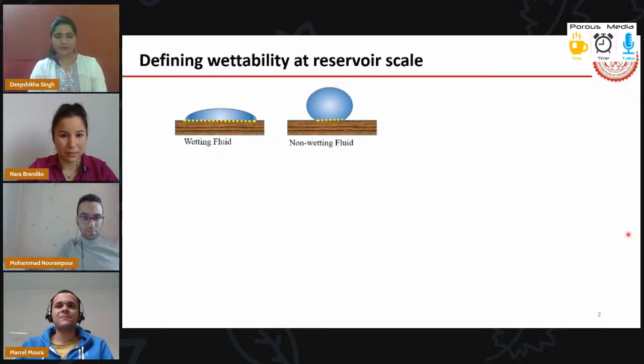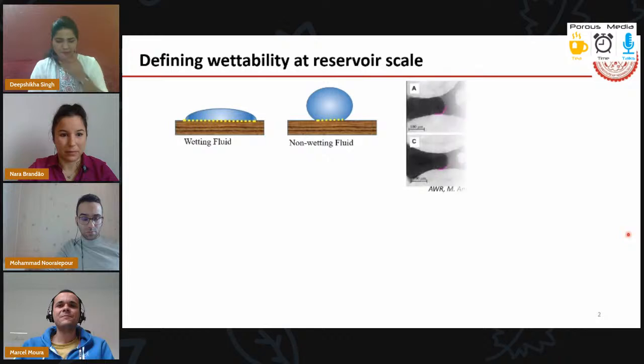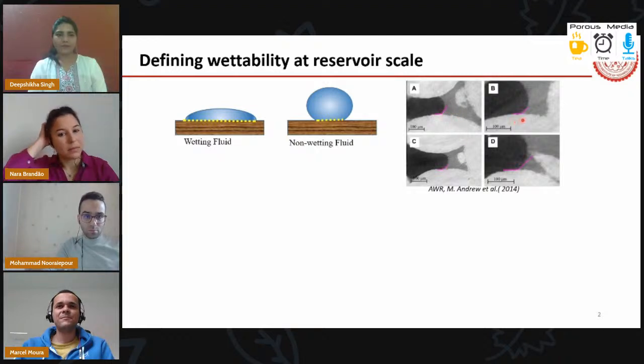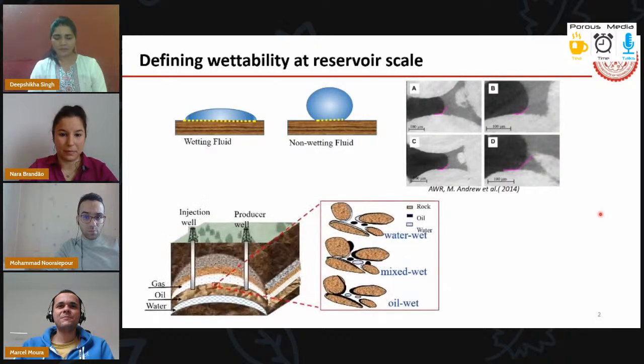Various methods have been proposed and are already being used to quantify surface wettability. Historically, the contact angle method is the most frequently used method to quantify surface wettability. And many research studies with microCT analysis have proved that the contact angle method can be applied in a reservoir pore to quantify wettability. But we are interested in knowing the reservoir scale wettability.